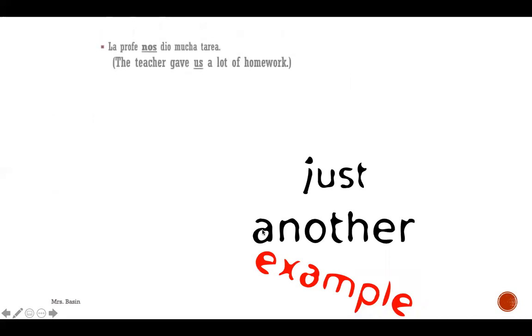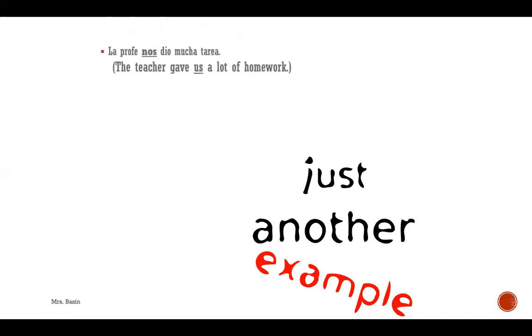Vamos a ver un ejemplo, ¿no? Por ejemplo, la profe nos dio mucha tarea, ¿sí? Entonces, nos es el objeto indirecto, ¿sí? So, to whom the teacher gave homework, right? To us. So, that would be the indirect object pronoun. Nosotros le hablamos a la profe, ¿sí? So, we talk to. Who we talk to? To the teacher. So, the teacher is the indirect object.